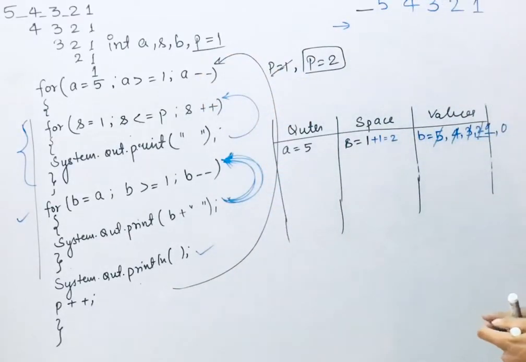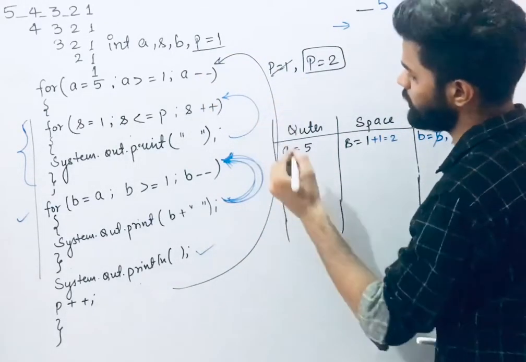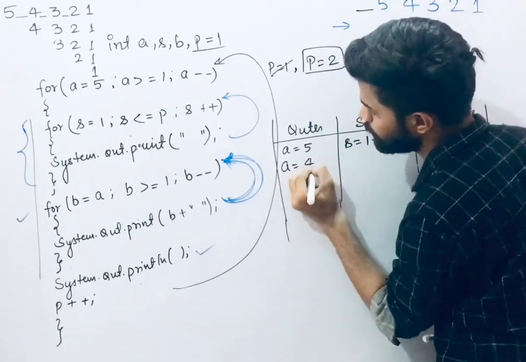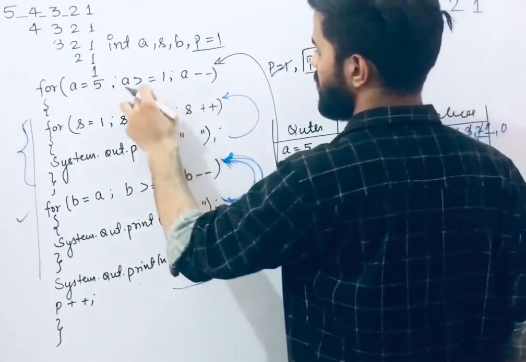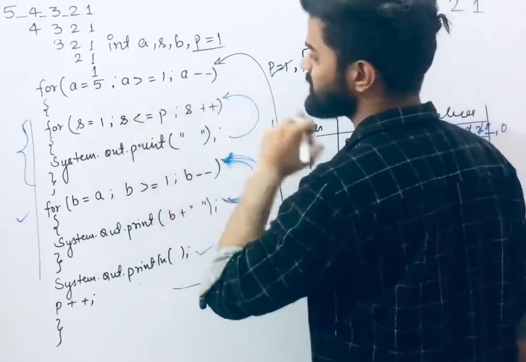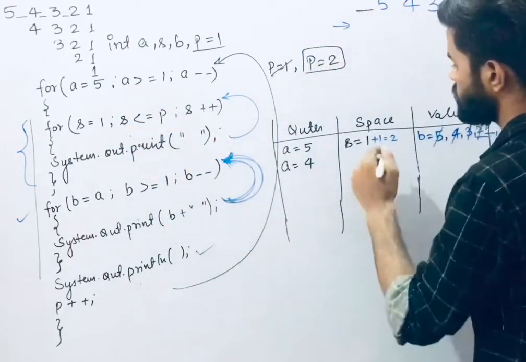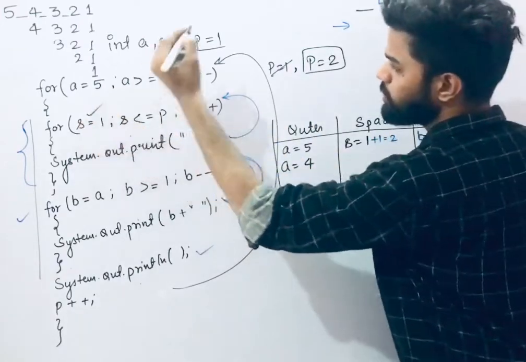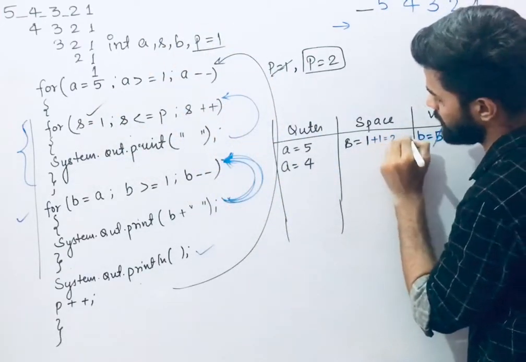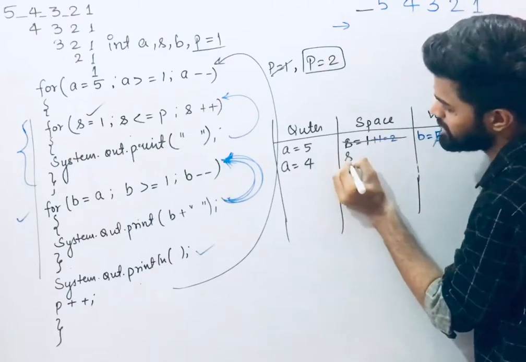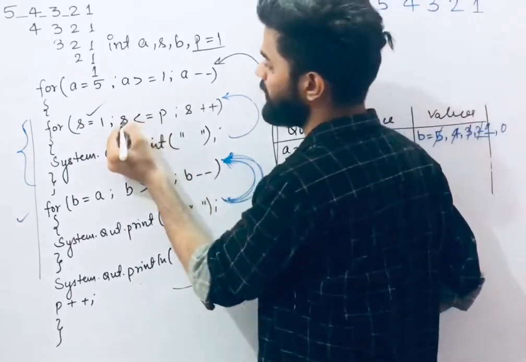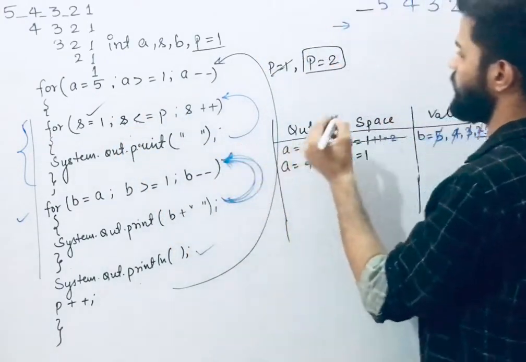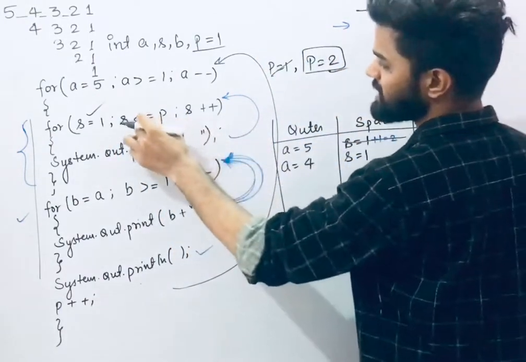Clear? And now a minus minus. Now the new value of a is 4. 4 is greater than or equal to 1. The condition is true. So if the condition is true, then it comes here, and s is set to 1. So now when s is equal to 1, it starts from the beginning and removes all these values. And in the second iteration of the loop, s again starts from 1. 1 is less than or equal to p. Now what is the value of p? It is 2. So 1 is less than or equal to 2.